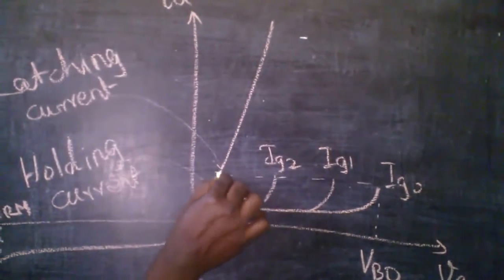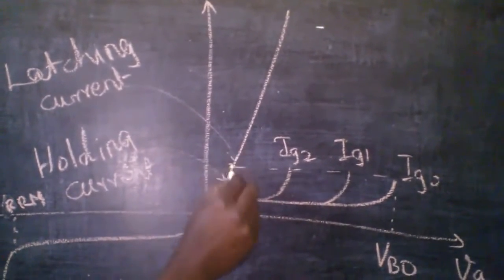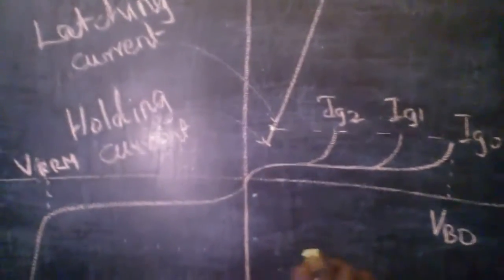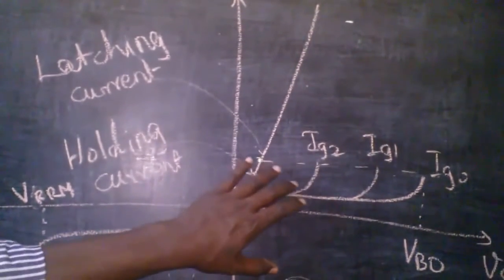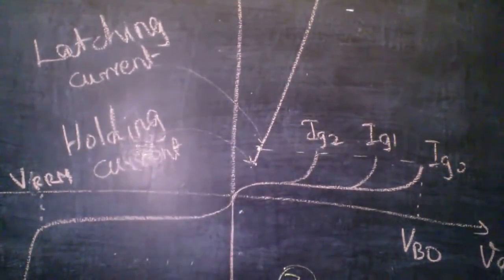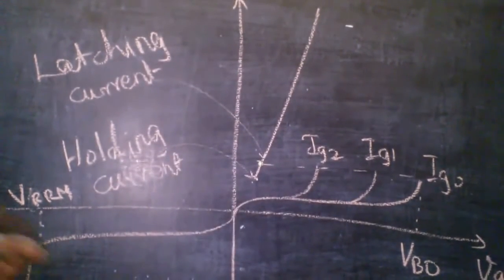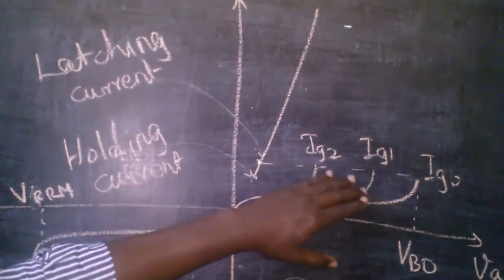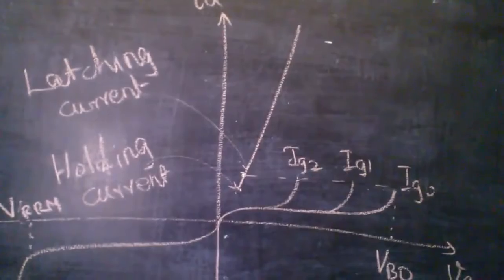This point is known as the latching current. Remember one thing, the latching current will always be more than the holding current. Mostly the latching current will be 3 times the holding current. Latching current is the minimum current required to turn on the device, that is, to shift from forward blocking mode to forward conduction mode, and it is associated with the turn on process.